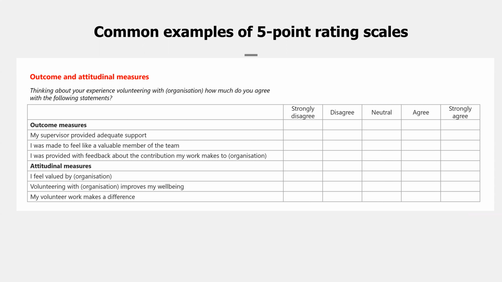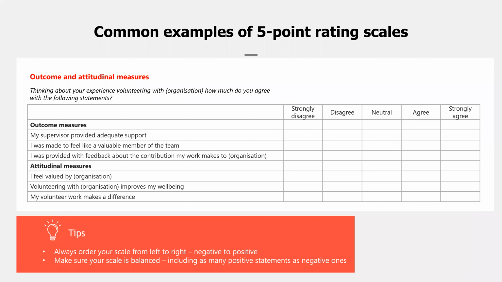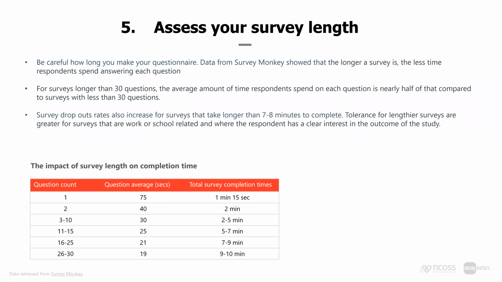When adding these scales to your questionnaire, it's always important to make sure that you order your scale from negative to positive when working from left to right. It's also really important that you include a balanced and equal number of both positive and negative statements. This prevents bias in your results. For example, if you were to offer 4 positive options and only 1 negative, you're much more likely to get a positive result.